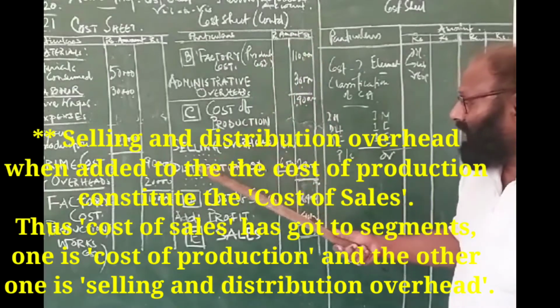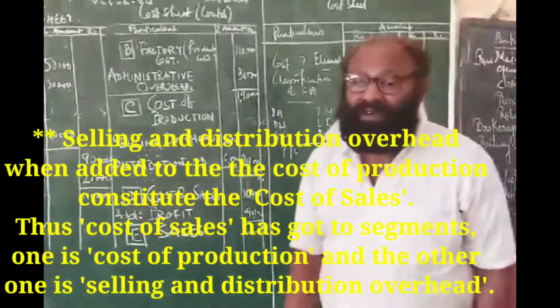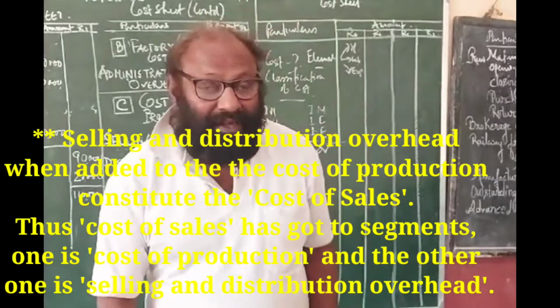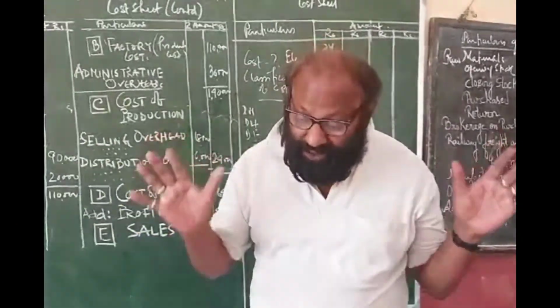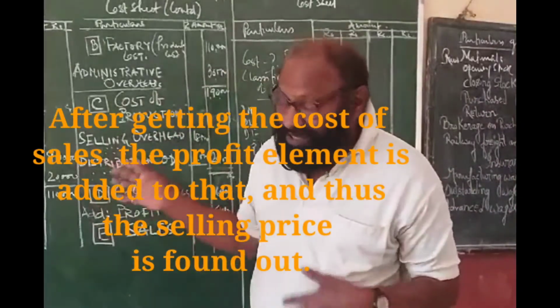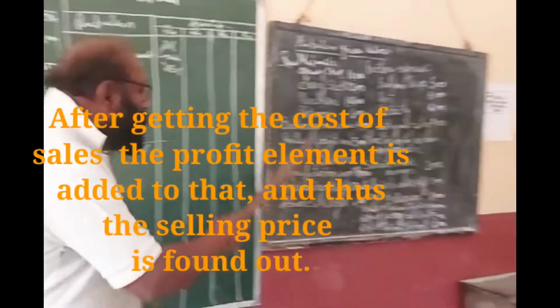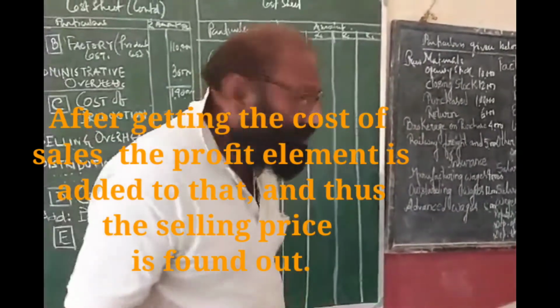Clear? And to cost of production we add selling overhead and distribution overhead, and we get the cost of sales. And to cost of sales, when we add the profit element, it constitutes the total sales price. Clear? So that is the total thing about the cost sheet. Now take up one example, and I am trying to make a solution to that complete example. Just you see.